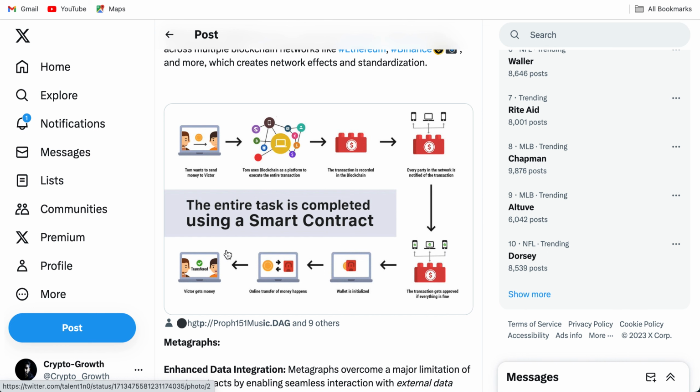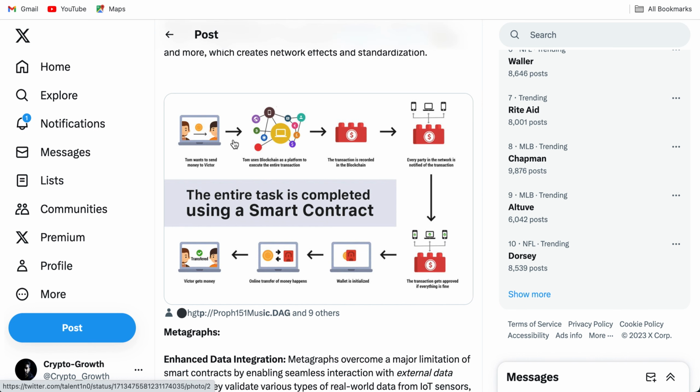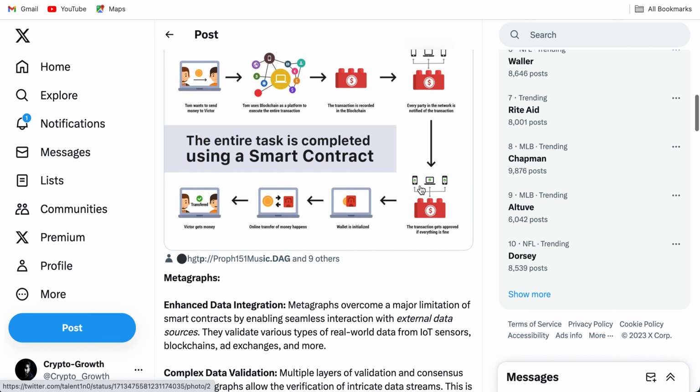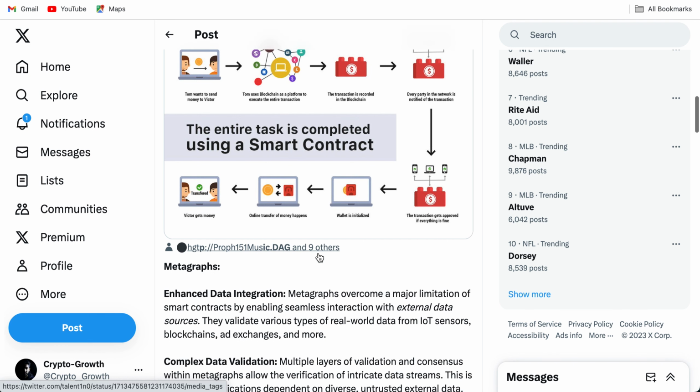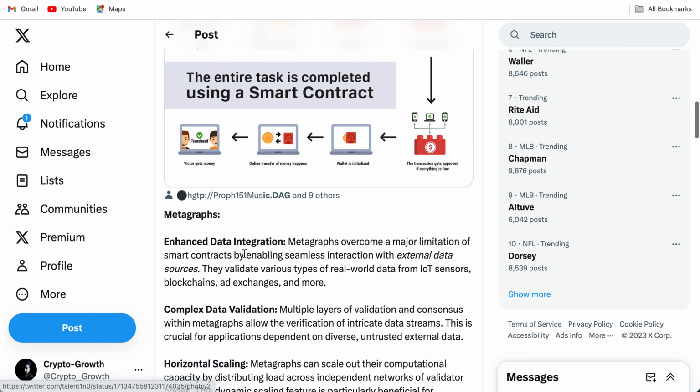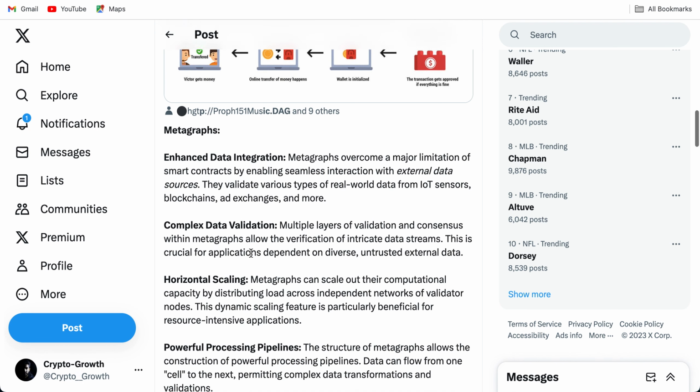The entire task is completed using a smart contract. Tom wants to send money to Victor. Tom uses blockchain as a platform to execute the entire transaction. The transaction is recorded in the blockchain. Every party in the network is notified of the transaction. The transaction gets approved if everything is fine. The data is fine, everything is fine. Wallet is initialized. Online transfer of money happens. Victor gets money. So what are metagraphs?